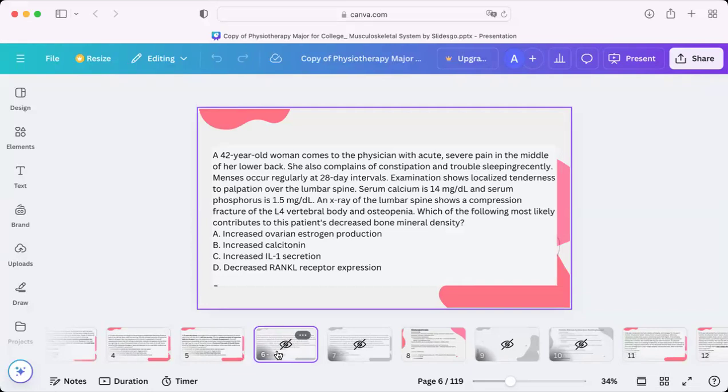Tell me what you guys think. Is it the increased ovarian production, increased calcitonin, increased interleukin-1, or decreased RANKL? Guys, what does calcitonin do and what does RANKL do? Why aren't we going for calcitonin? Why aren't we going for RANKL?